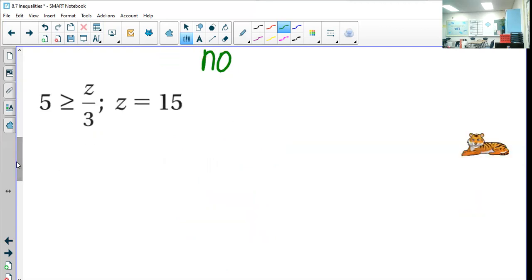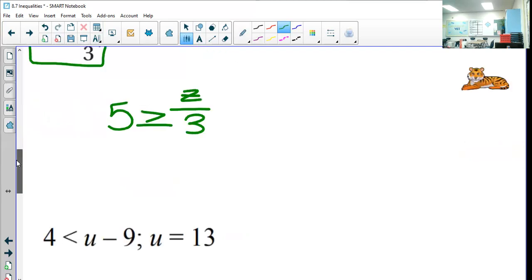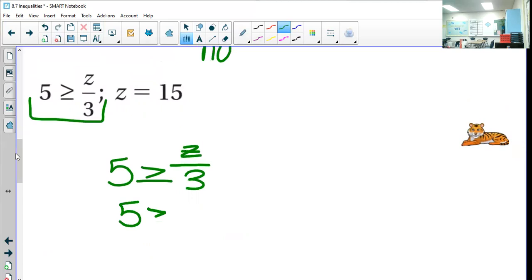All right, 5 is greater than or equal to z over 3 if z equals 15. Okay, my inequality is this right here. 5 is greater than or equal to z over 3. And z equals 15. So all they really want us to do here is do 5 greater than or equal to 15 over 3. And a fraction really just means to divide.